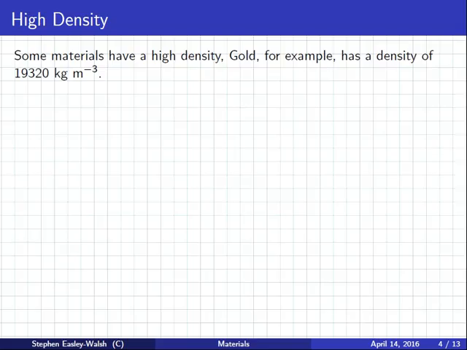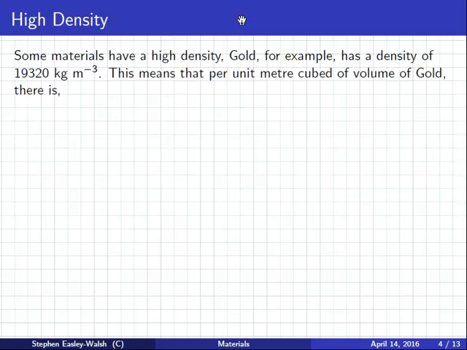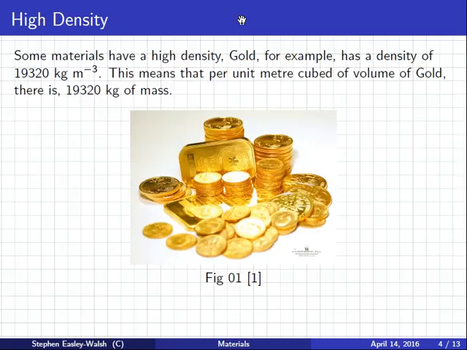19,320. Now to put that in context, the density of water is 1,000 kilograms per meter cubed. Gold is 19,000. So it means that with one cup of water and one cup of gold, the gold will have 19 times more mass than the cup of water. So it will feel 19 times heavier. So it's a lot. That's really a lot. So that's a high density.